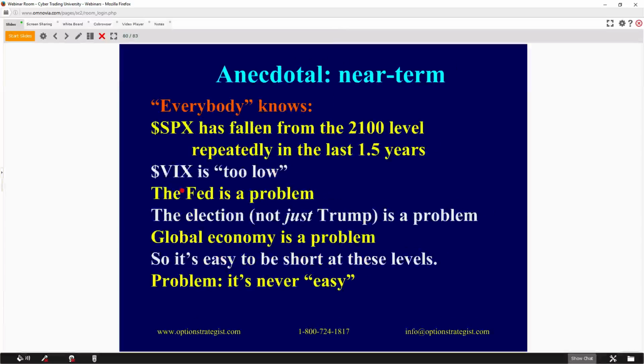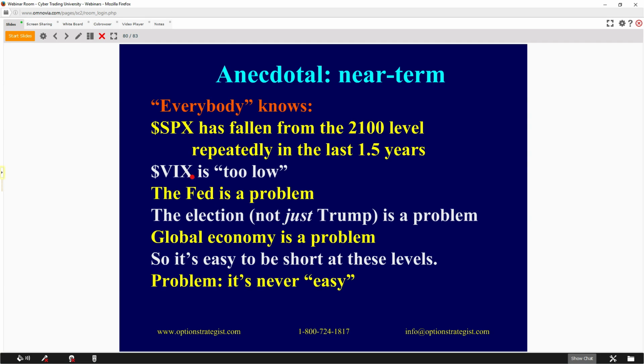Now, I'm just going to give you some anecdotal evidence. Anecdotal means that I can't prove this, but I just feel this way. You're seeing a lot of obvious things. Everybody knows these things. Everybody knows SPX has had trouble at the 2100 level in the last year and a half. So it must be a good time to short it here, right? At 2100, because it's been working out.